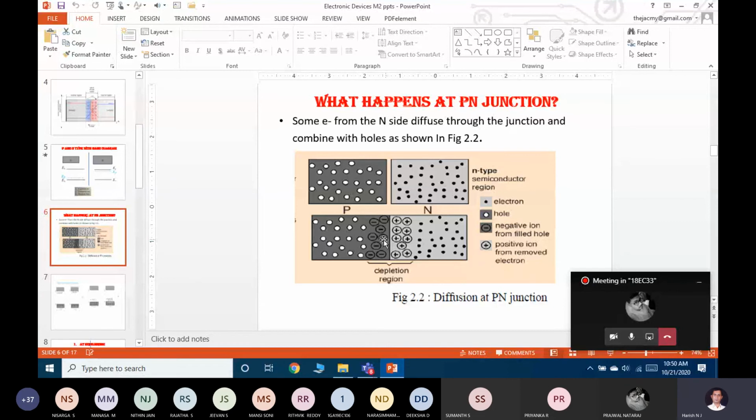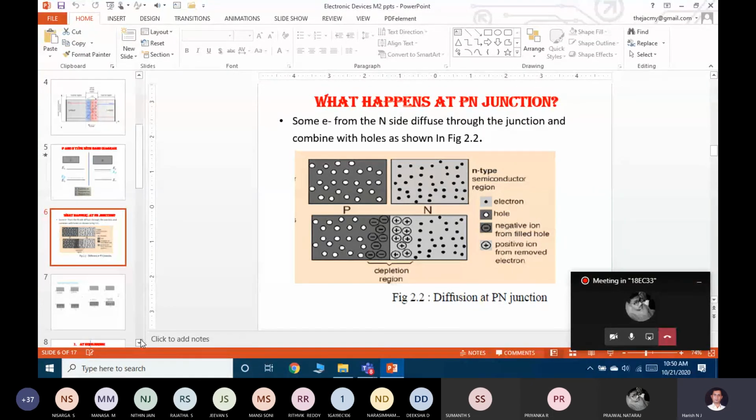Correct. So due to these immobile ions only, an opposition will be created for the new entry of the hole as well as the electron. That opposition is what we call the depletion region, or cut-in voltage of the PN junction diode. Cut-in voltage of the PN junction diode.